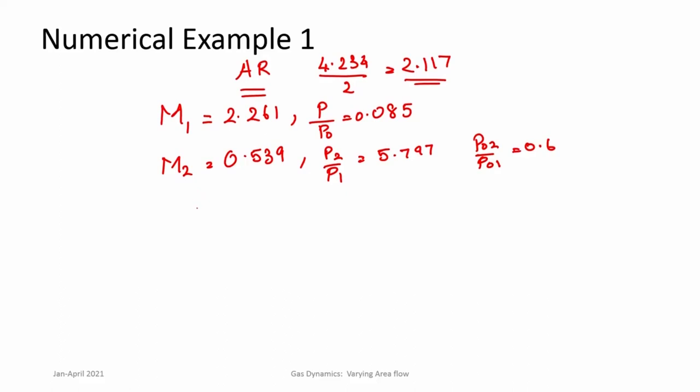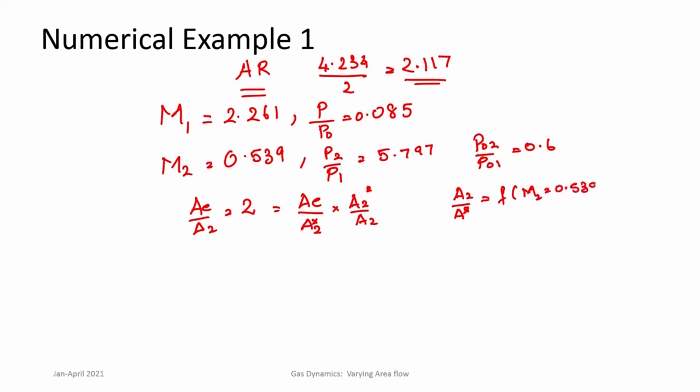Okay, so now you look at this problem. You know that AE by A2 is 2. This can be written as AE by A star, that is, AE by A2 star multiplied by A2 star by A2. Now, A2 star by A2 should correspond to M2, because the flow has passed through a normal shock, for M2, that is 0.539. So, now if we calculate for M2, the A2 by A2 star is 1.2718.